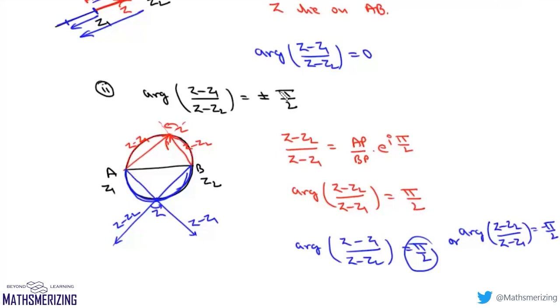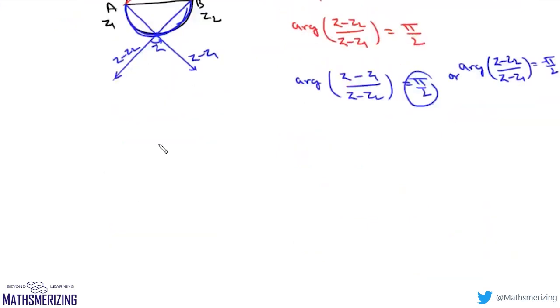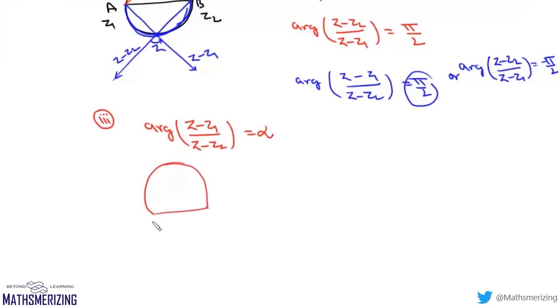And if we take both plus or minus pi by 2, then in that case it will represent this circle. And third one is obviously for any general angle, which is argument of (Z minus Z1) upon (Z minus Z2) equal to alpha. So in that case it will represent a portion of a circle having chord Z1 Z2 where angle in the segment is alpha. So this third case will represent a portion of a circle and not the complete circle.